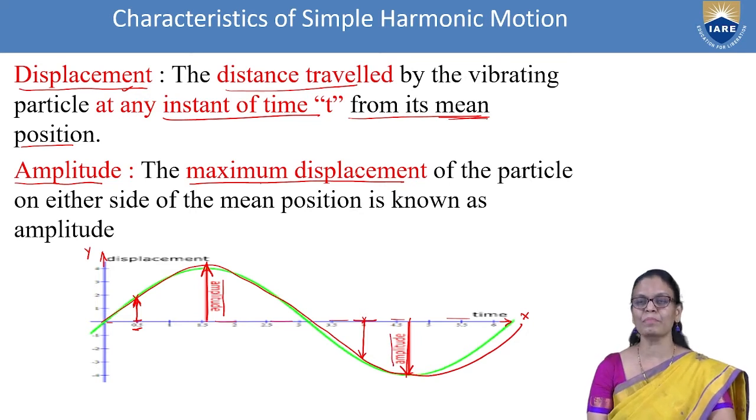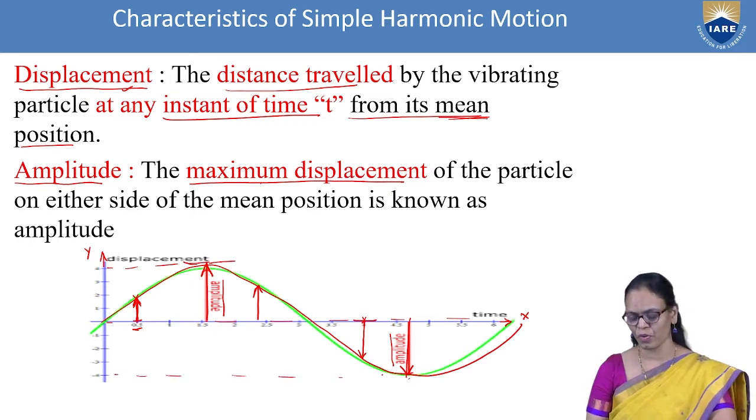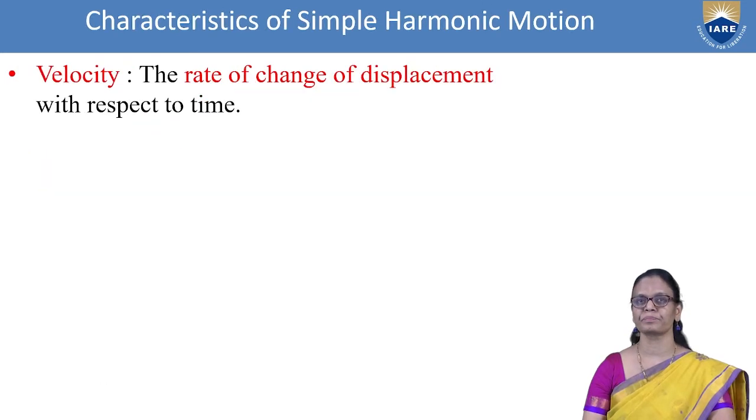So the maximum displacement. Here the displacement is not maximum, and here also it is not maximum. If you see the displacements and compare, it is the maximum here. 4 is the maximum displacement. The same way if you see here, 4 is the maximum displacement. So the maximum displacement is always called the amplitude, and it is with respect to the mean position again on either side of the equilibrium position or the mean position.